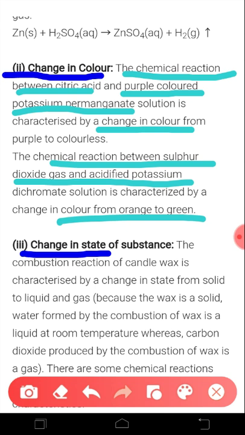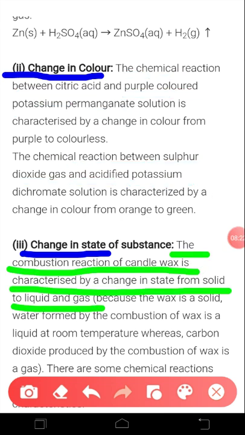The chemical reaction between sulfur dioxide gas and acidified potassium dichromate solution is characterized by change in color from orange. If you take sulfur dioxide gas and acidified potassium dichromate, it changes color from orange to green.